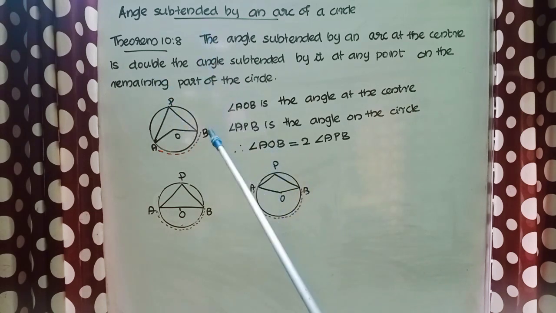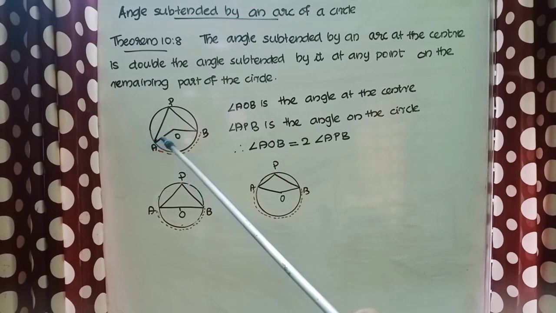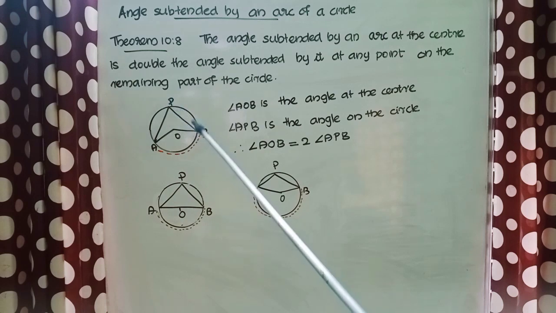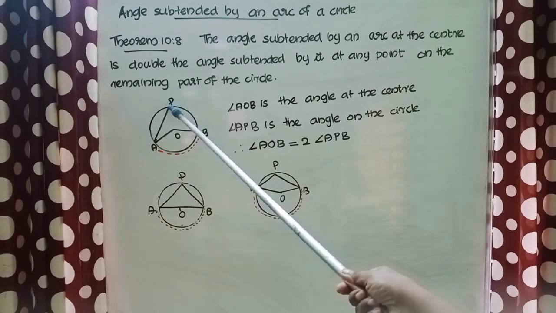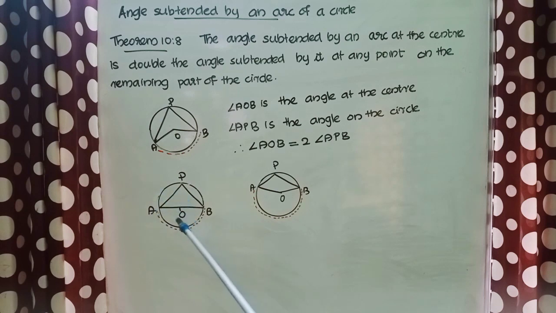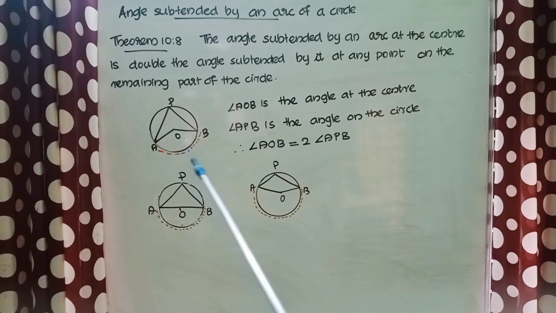Then this theorem states that the angle subtended at the center is double of angle subtended by it on the remaining part of the circle. On the remaining part, it is very important, it cannot be subtended here. See the second figure. Here also you can see this is the arc AB and this angle AOB is the angle subtended at the center, and this angle APB is the angle subtended by it on the circle. So angle AOB equal to 2 angle APB.